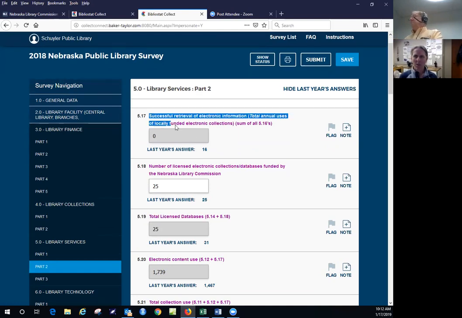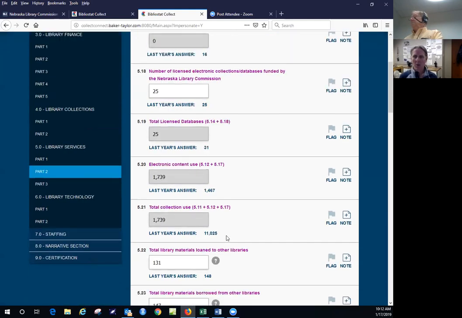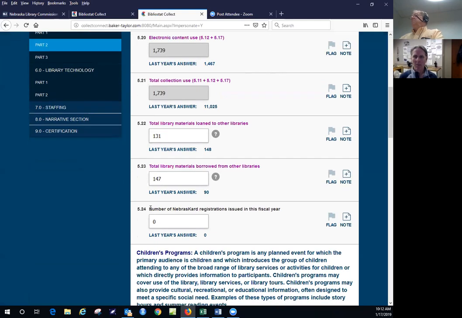So these questions here are ones that are asked by IMLS. The ones that aren't in purple, that are in black, are either questions where maybe we want more detail than what IMLS is asking for, or these are things that we think are important to collect on the state level.